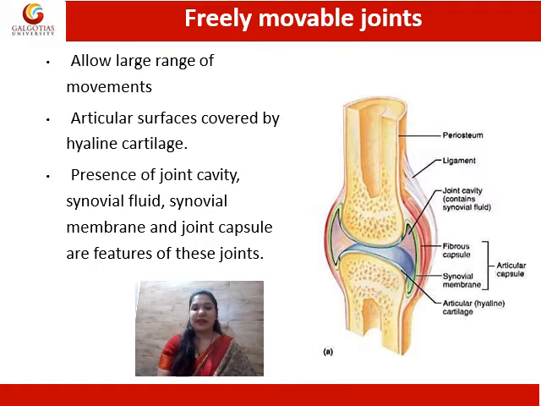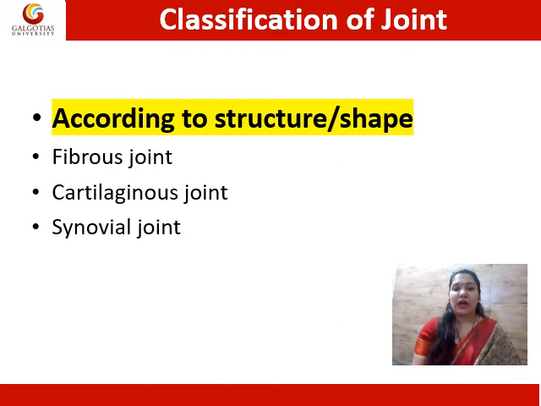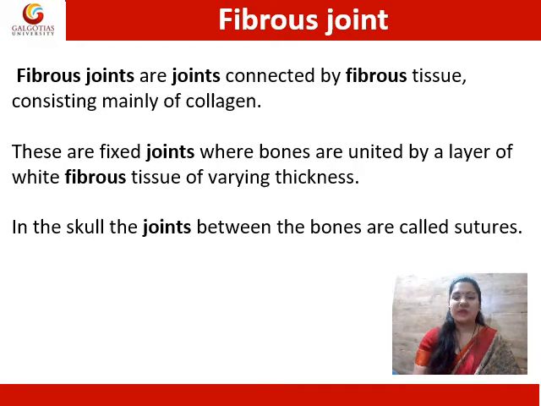Then third is the synovial joint, or the freely movable joint. These allow a large range of movements. The articular surface is covered by hyaline cartilage, and the presence of a joint cavity filled with synovial fluid, and a synovial membrane and capsule, are the features of this type of joint. According to structure or shape of the bone, the fibrous joint, cartilaginous joint and the synovial joint are the types of this classification.